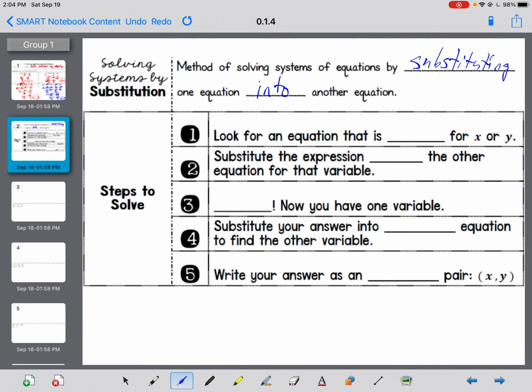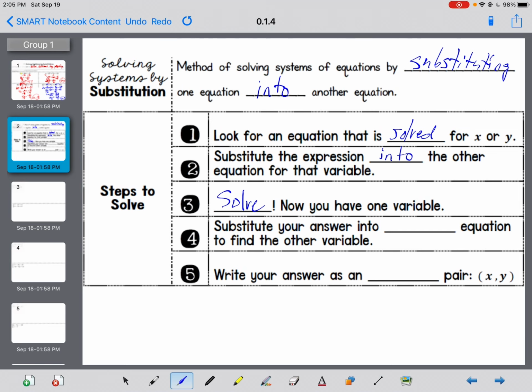So look for an equation that is solved for x or y. Substitution, the only time I really do it is if one of the equations they give me already says y equals all of that stuff over there, or x equals all of that stuff over there. Or it's a really easy move. I got one move and then the one variable's by itself. You're going to substitute the expression into the other equation for the variable that you have solved. Then you're going to solve it for the variable that is left.